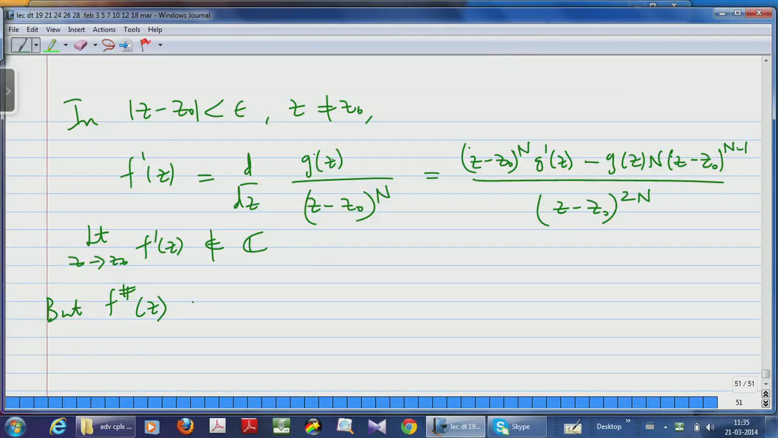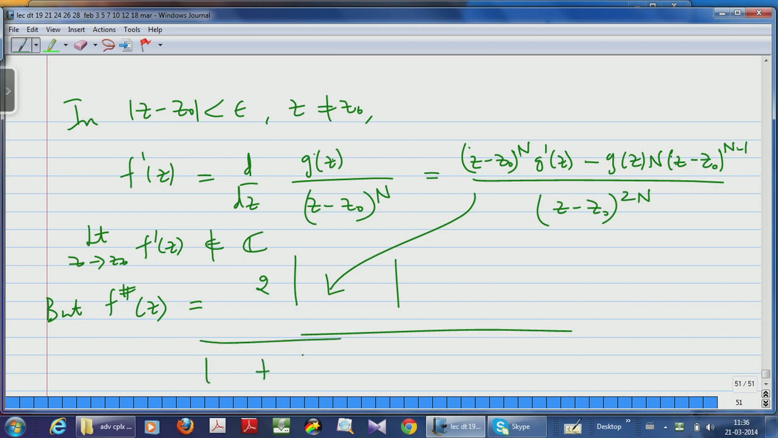If you look at the spherical derivative, what will I get? I will get 2 times the modulus of f dash of z, so 2 times the modulus of this whole quantity, divided by 1 plus mod f the whole squared, where mod f is the modulus of this quantity. So it will be 1 plus the modulus of g of z by z minus z naught to the power of n, the whole squared. This is what I will get.